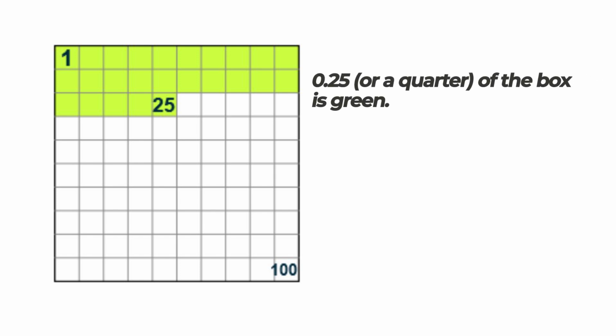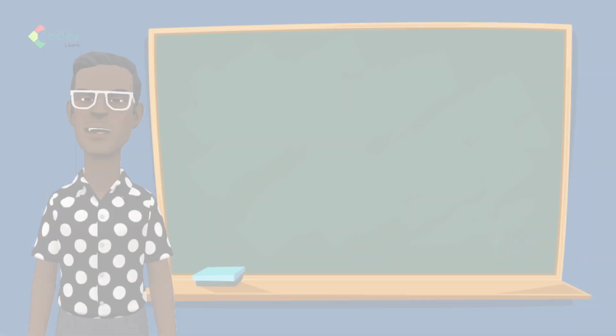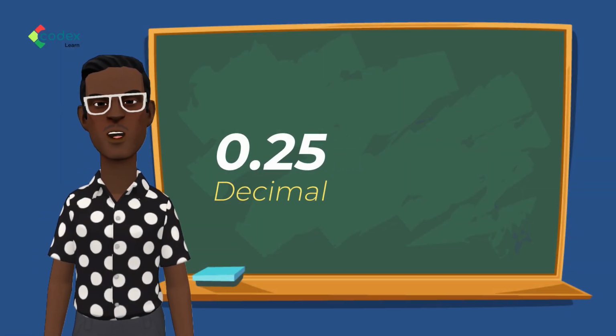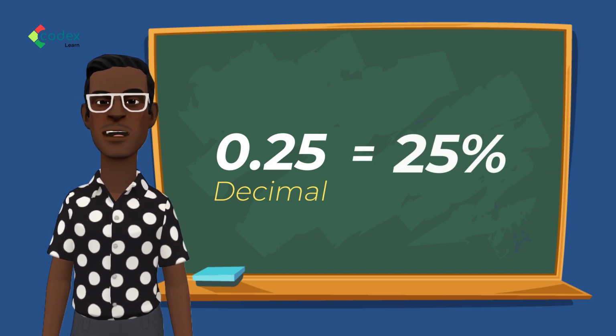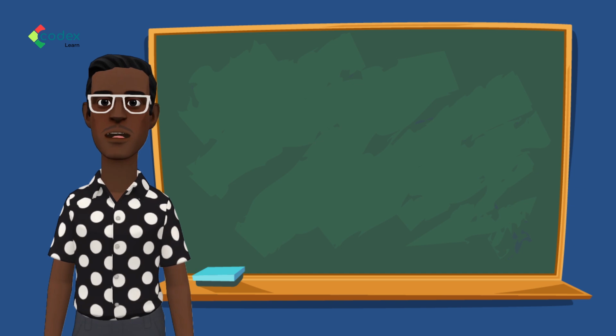0.25 or a quarter of the box is green. 25 of the 100 squares are green. 25 over 100 of the box is green. 25% of the box is green. So 0.25, which is a decimal number, is the same as 25%, which is a percentage. This was interesting, was it not?